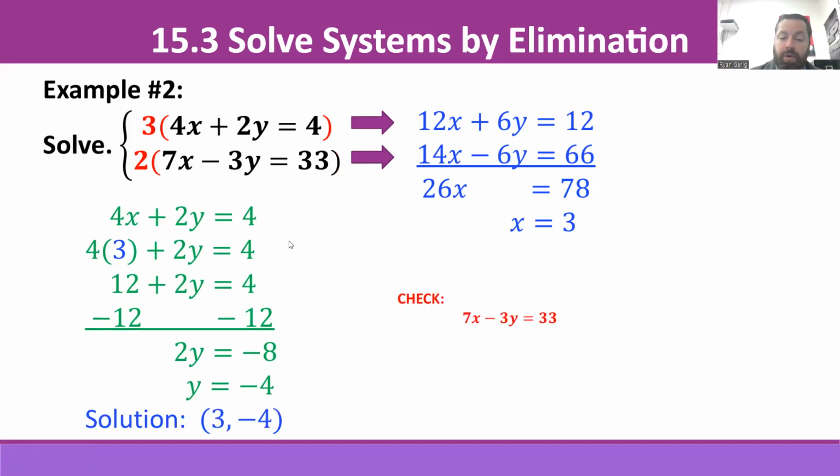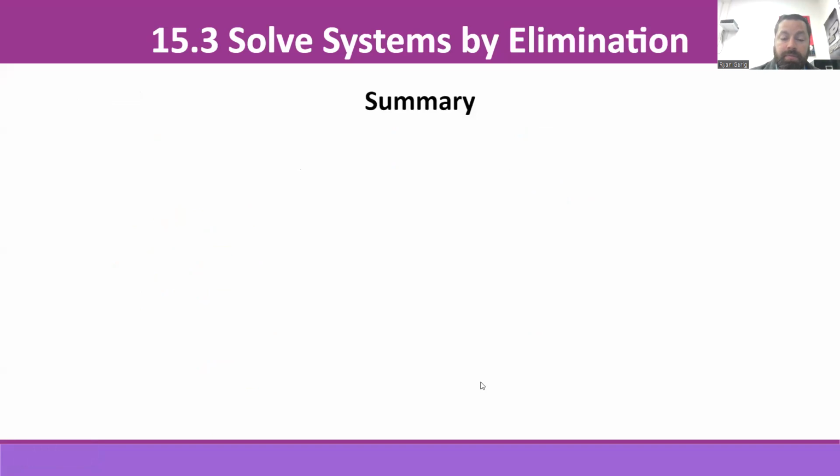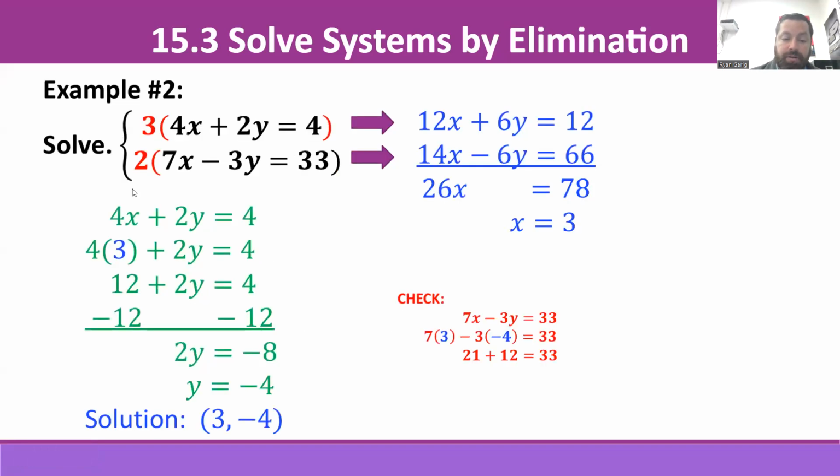Again, you can check it. Go through this kind of quickly. Plug the numbers in. 7 times 3 minus 3 times -4. -3 times -4 is +12. So 21 plus 12 is 33. And we use the first equation. Go back a slide. We use the first equation here in green. So we already know it's going to work there. We want to check it with the other one that we didn't use.